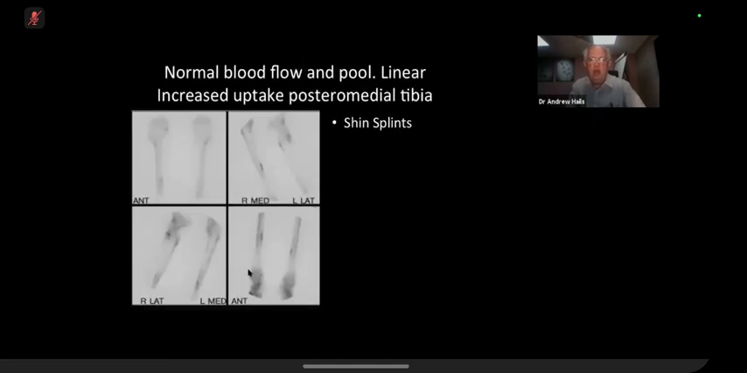So you get normal blood flow, normal blood pool, but you get this increased uptake posterior-medially where the soleus muscle inserts, and that's shin splints. And as I understand it, it's possible, at least to some extent, to continue exercising with this. With a stress fracture, you're supposed to rest.